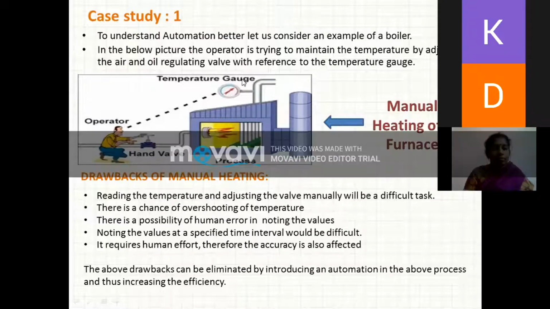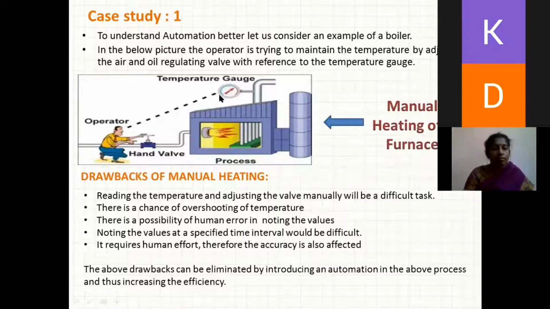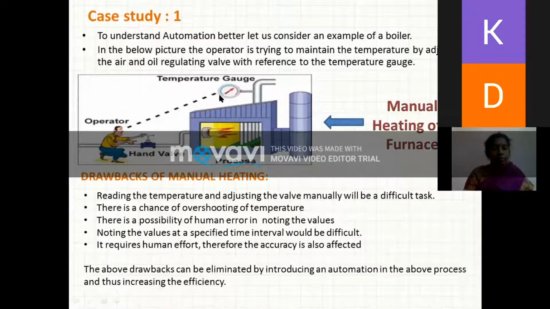So you can see the picture. If he wants to reach a temperature of 500 degrees, he'll adjust the hand valve mechanically. So let us see the drawbacks of manual heating. Reading the temperature and adjusting the valve manually will surely be a difficult task, because the operator has to be dedicatedly there for changing the temperature, adjusting the valve, and increasing the temperature.